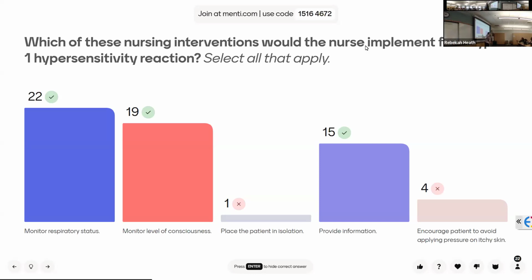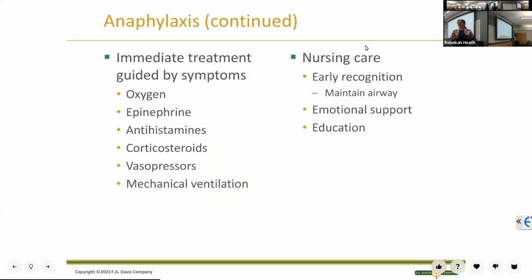We do want to give them information, right? We want to say, hey, this is what's happening to you. Then we want to give them a lot of teaching, like here's how to help prevent this from happening again, or what to do if you're exposed. And then the itchy skin, that's more like eczema that we're talking about.